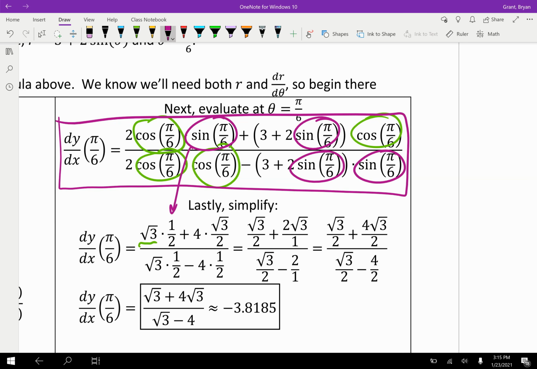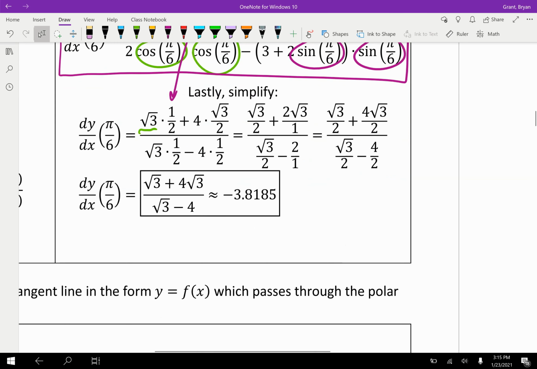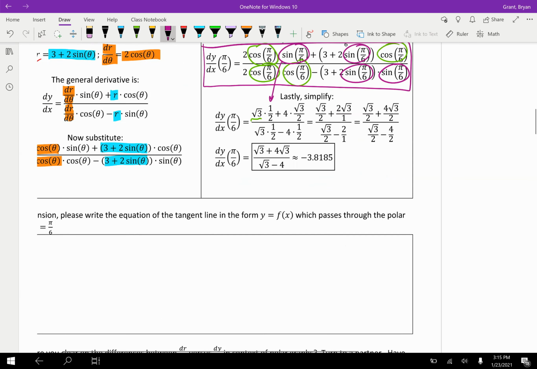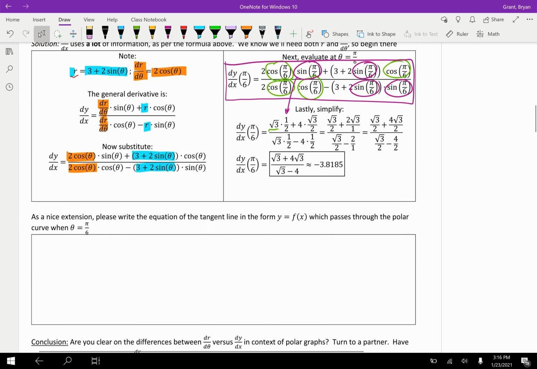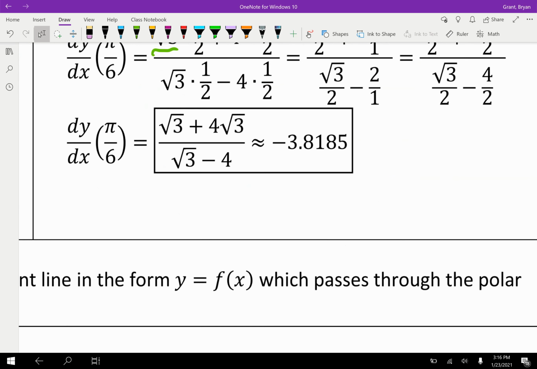Okay. Finishing this off, though, I did give us a decimal approximation of our dy dx evaluated at pi over 6, and I think you'll see why in just a second, too. Actually, even before we do this last part, let's talk about the decimal approximation. What is the interpretation of this dy dx at pi over 6? And is that different than, remember we found dr d theta at pi over 6, right?